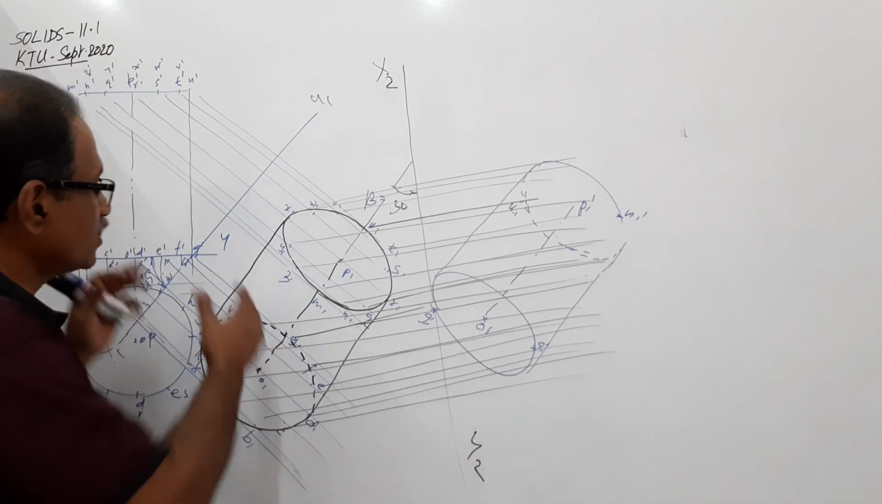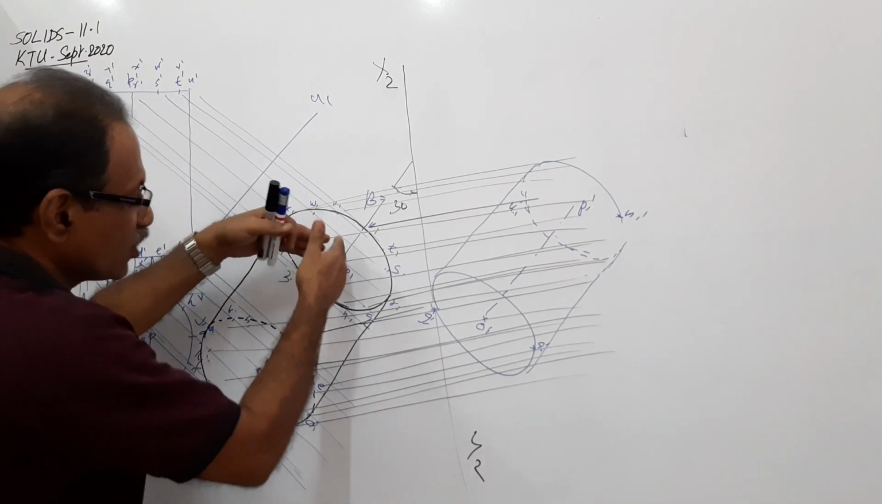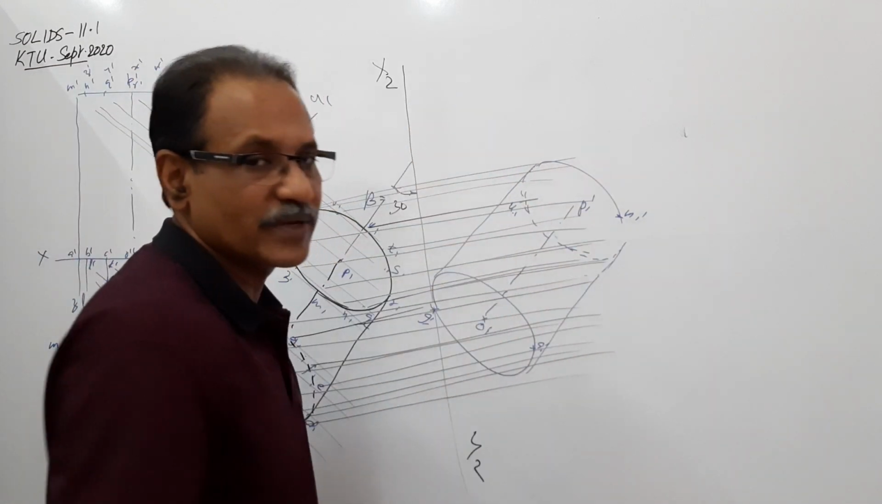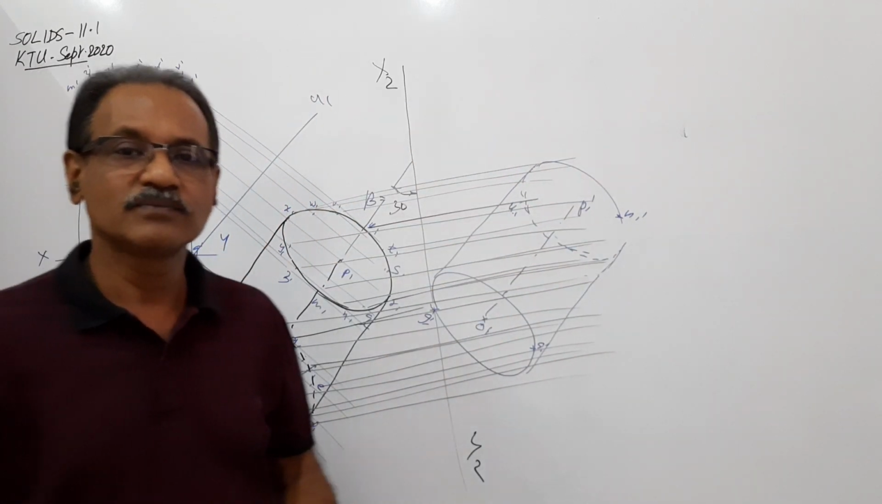Instead, if it is a cone, the elevation will be a triangle. Here you will get the apex. 12 points will be eliminated, and here also 12 points will be eliminated. Okay. Thank you.